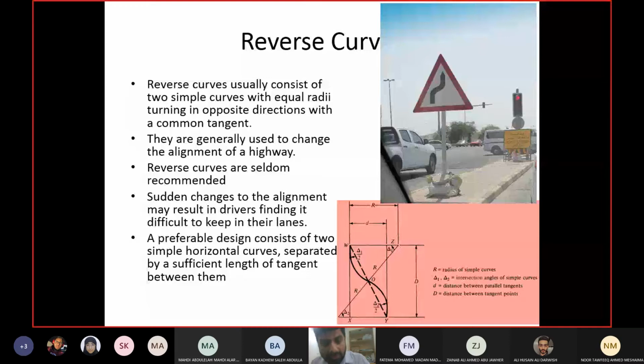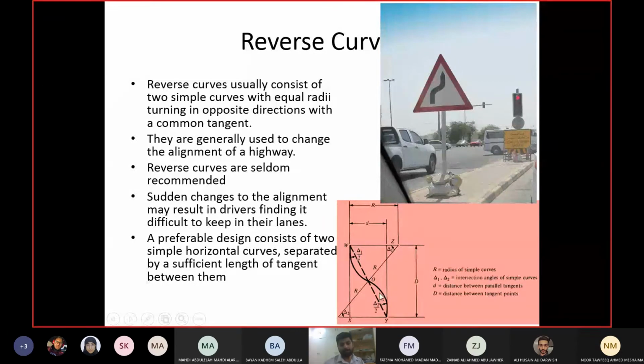Why are we saying two curves? Because these two curves are in opposite direction. You can see it in the picture here at the bottom. These two curves are in the opposite direction. This is the first curve, and this is the second curve, and they are in the opposite direction. Their radius is same, their delta is same. Although they are saying delta 1 and delta 2, they are same. Delta 1 equals delta 2. Okay, so in terms of value, they are same.